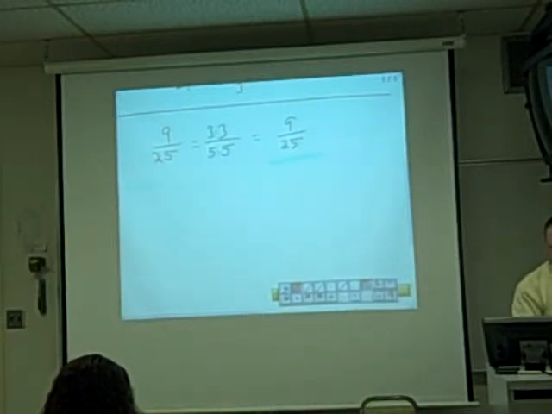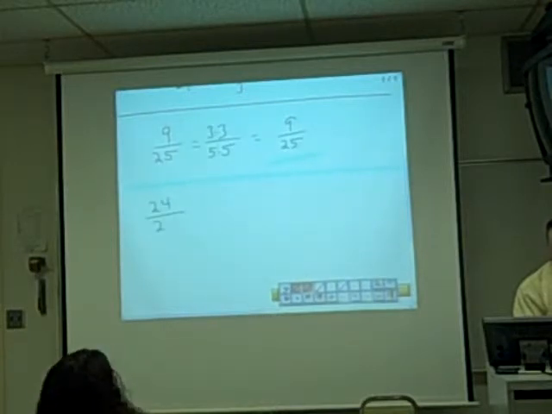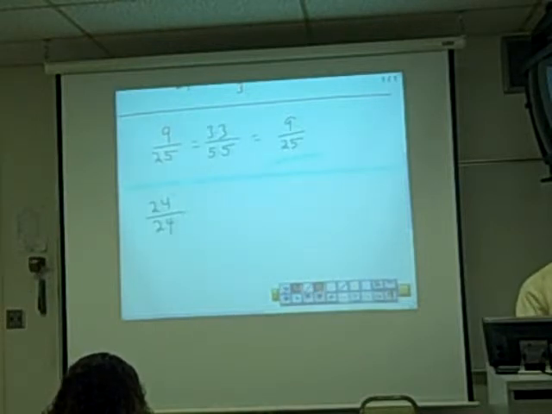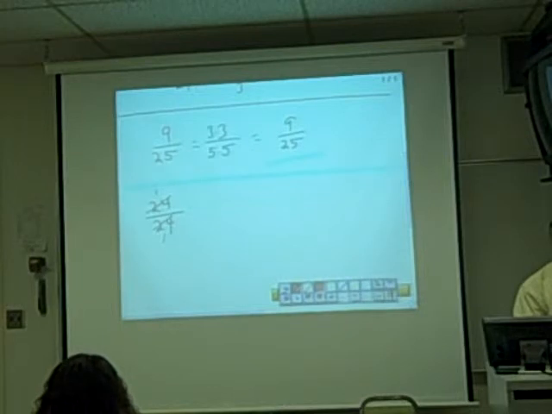Okay, how about 24 over 24? 1, right. 24 can divide into 24 once. 24 goes into itself once. You get 1 over 1, it's just 1. Okay?